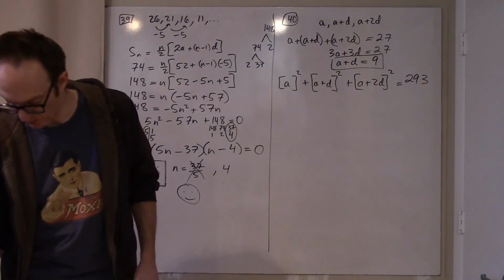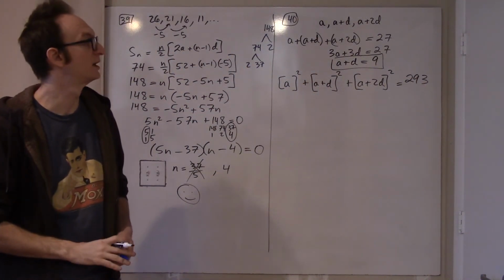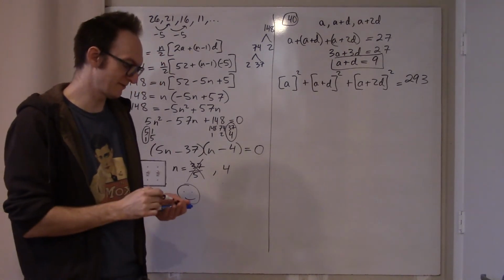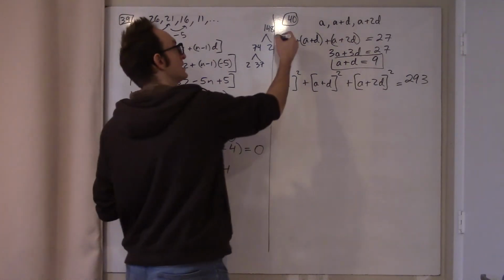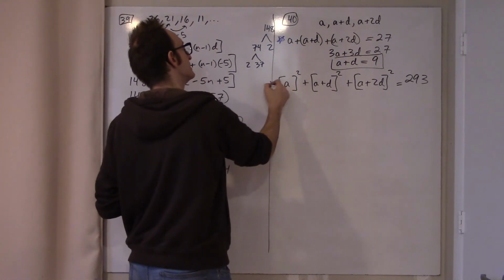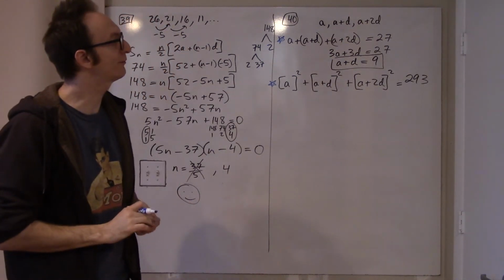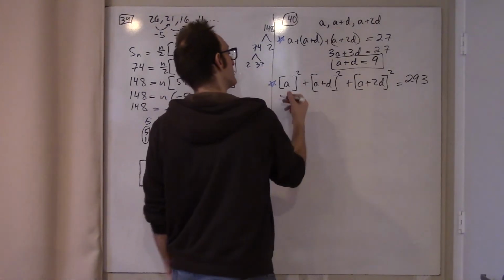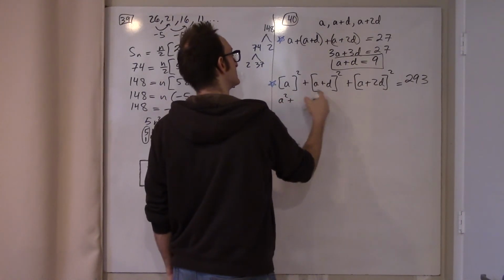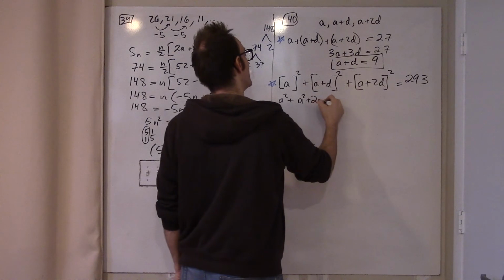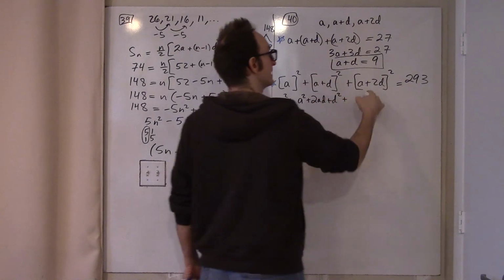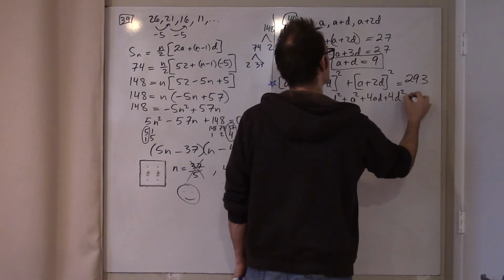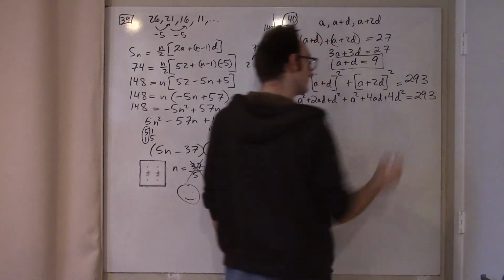And at this point, I think it's really just algebra because I have two equations in two variables. And even really, if the very first thing you thought to do is to write this equation and this equation, in some ways the thinking is kind of over, and it's just algebra from here. So, what is this? It's a squared plus this is a squared plus 2ad plus d squared. This is a squared plus 4ad plus 4d squared, and that is 293.